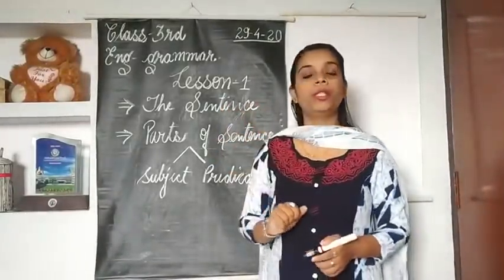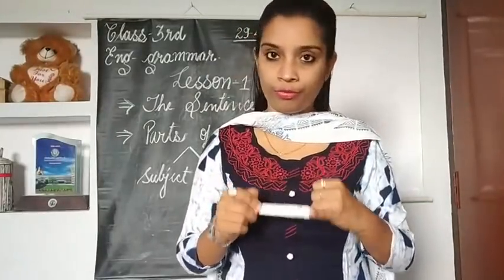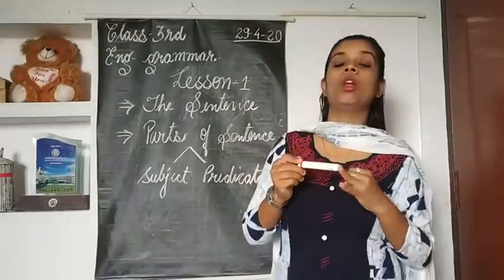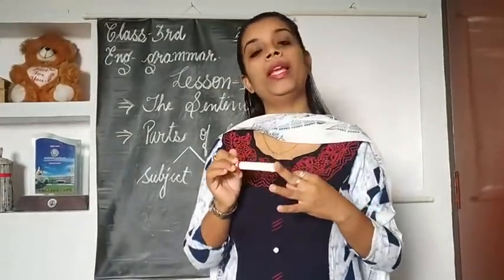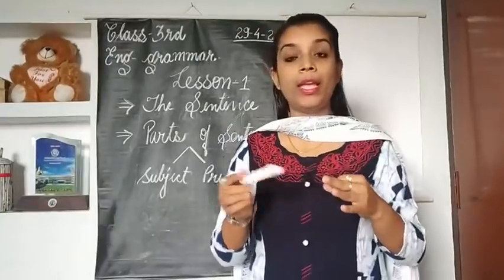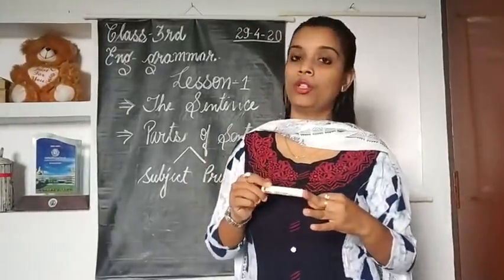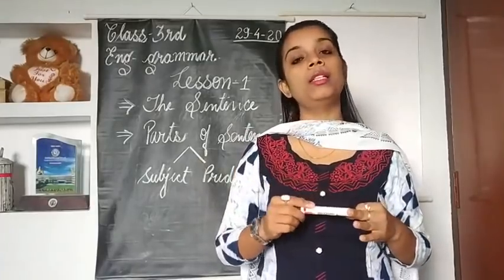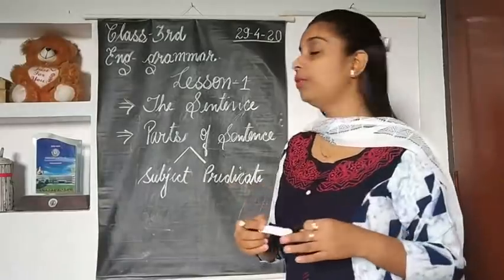What are the three properties of sentence? Sentence is an organized group of words. It always begins with a capital letter and usually ends with a full stop. It may end with an exclamation mark. It may end with a question mark also, depending upon the kind of sentence. I gave you a few examples also.